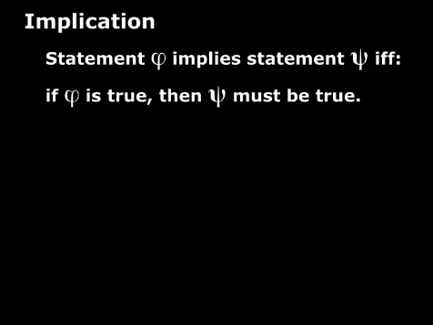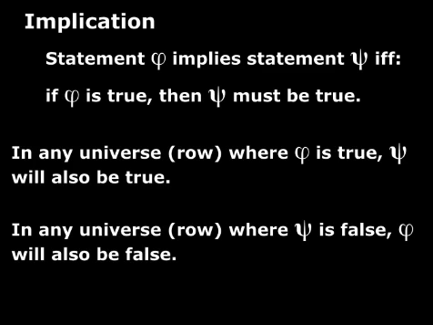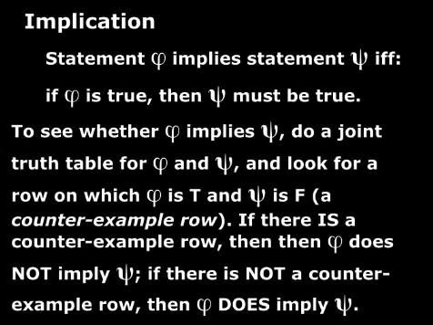So here's the definition. Statement phi implies statement psi if and only if, if phi is true, then psi must be true. You can think about this again in terms of universes. Any universe where phi is true is going to also be a universe where psi is true. Or alternately, any universe where psi is false will be one where phi is also false. Now to test for this, we're also going to do a joint truth table. The test is going to be a little bit more complicated, but not too much.